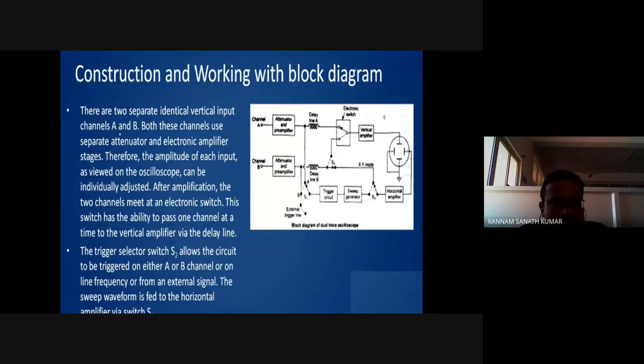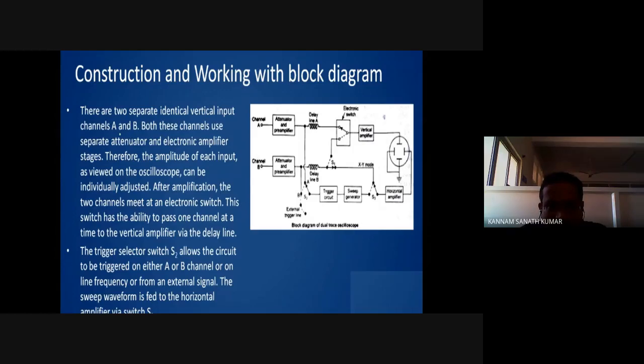See here, there are two separate identical vertical input channels. These channels have separate attenuators and electronic preamplifiers, so the amplitude of each and every signal can be individually adjusted. That's why it consists of a separate attenuator and preamplifier. The output of the attenuator or preamplifier is given to the delay circuit, delay line A and delay line B, and it is given to the electronic switch via the delay line.